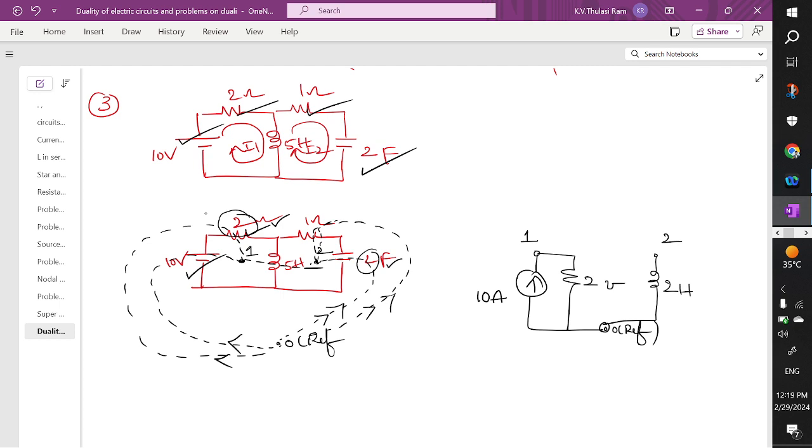Between 2 and 0, you have one more resistance. The resistance can be replaced with a conductance. What is the value of the resistor given? 1. Write down the 1 as it is. Here the unit given is ohms. Here you are going to get mho.